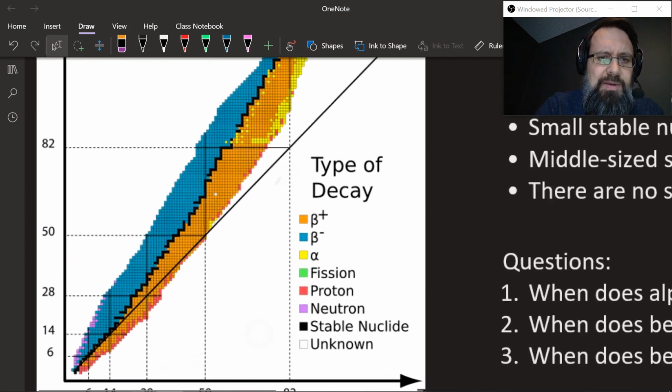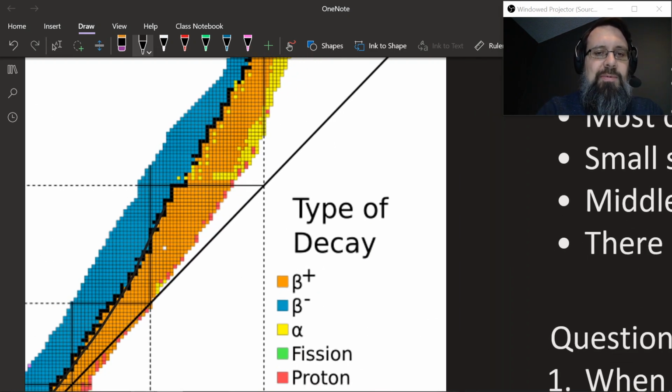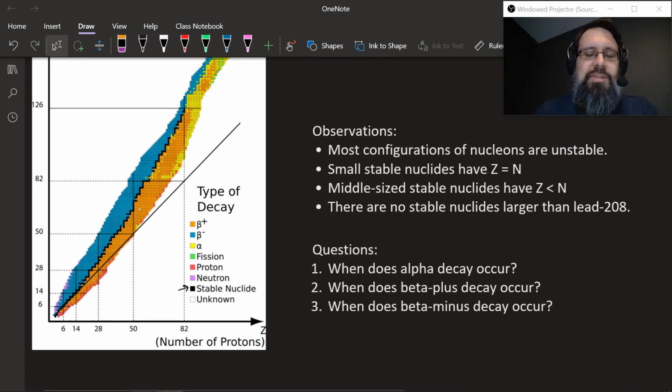If it shows up as a black box, then that means that it's stable. You can see there are very few here that are actually stable. Most nuclides that you can form out of protons and neutrons are unstable. So that's our first observation: most configurations of nucleons are unstable.